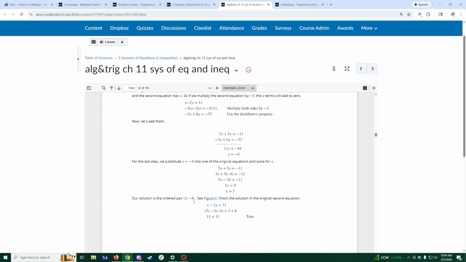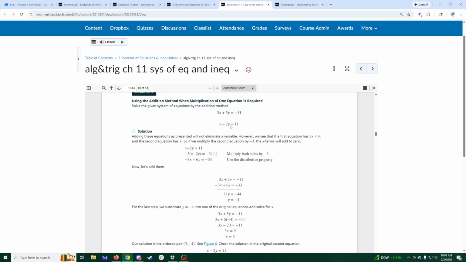So I like the addition method. It's really great if you can just cancel something out outright wholesale by adding the equations together. It's really nice and really convenient. But sometimes you have to do a little bit of work to make that method work. It won't always be possible. It won't always go cleanly.